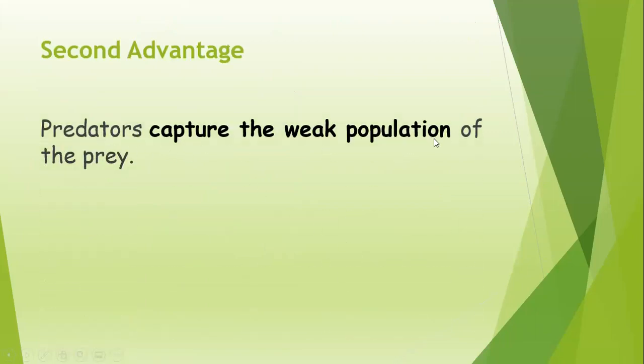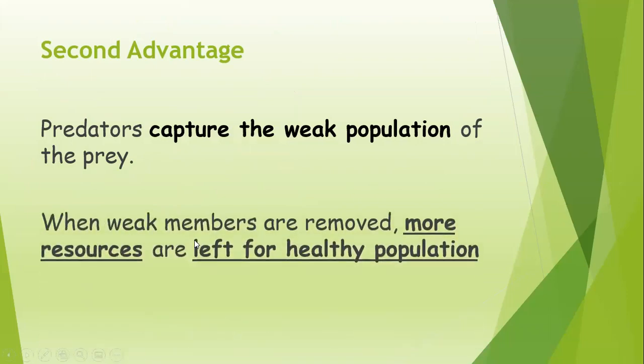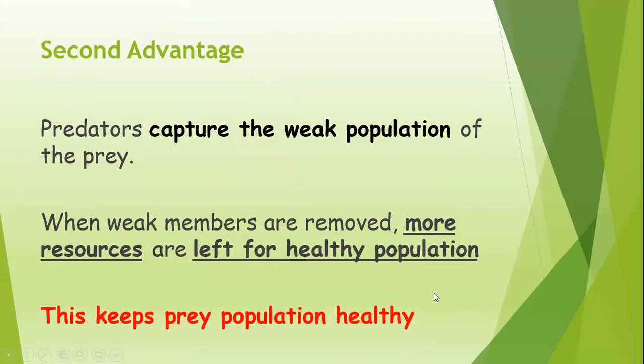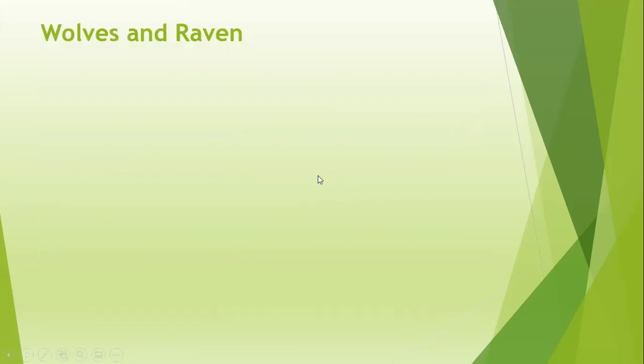Predators capture the weak population of the prey. When weak members are removed, more resources, which can be food, water, space, any resource, are left for the healthy population. This keeps our prey population healthy. So this is the second advantage of the predator-prey relationship, that it keeps the prey population healthy. Okay? And the first advantage was what? That they keep the growth of the population limited. It does not allow the population of the prey to cross the carrying capacity.